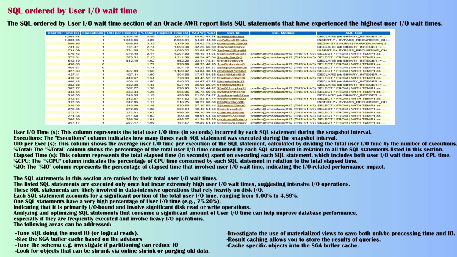Result caching allows you to store the results of queries, query fragments, and function result sets. Investigate the advanced compression option to reduce the amount of I/O required. Cache specific objects into the SGA buffer cache.